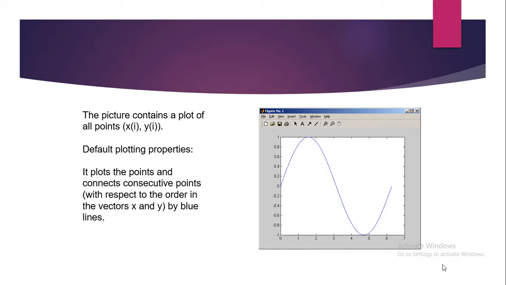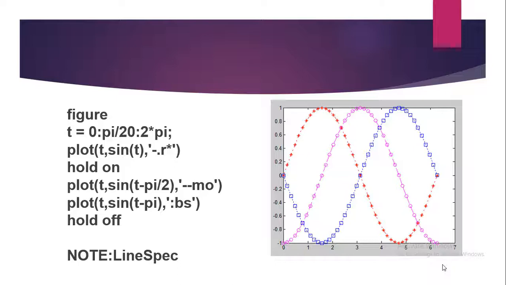In this picture you can see that there is a plot. In any plot there should be an x-axis and y-axis. With default properties it will take the axis. So in this we can see the plot of a sine.